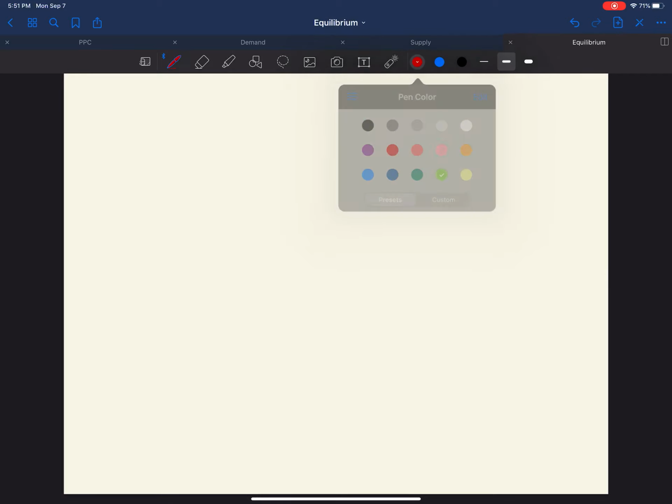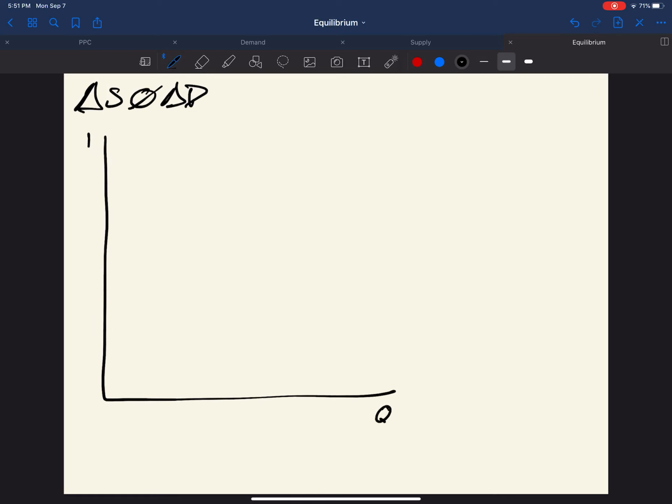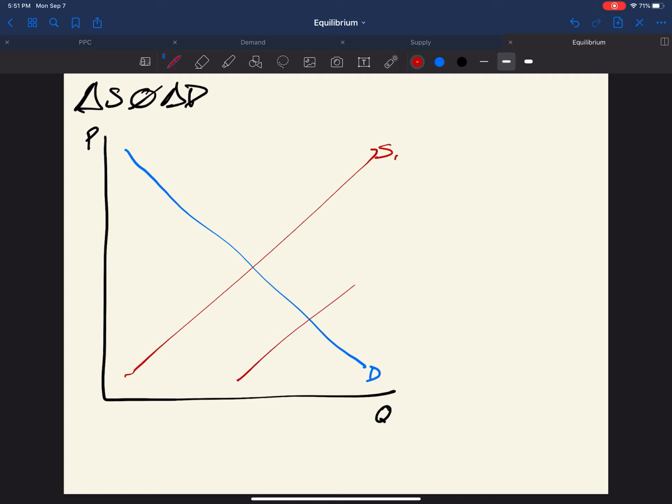Now, let's do this on the opposite side. Let's say now that we're going to do a change in supply with no change in demand. So, quantity, price, demand, supply 1, supply 2, supply 3. Okay? So supply is increasing from S1 to S2, and it's decreasing from S1 to S3. All right? So how in the world does this work?